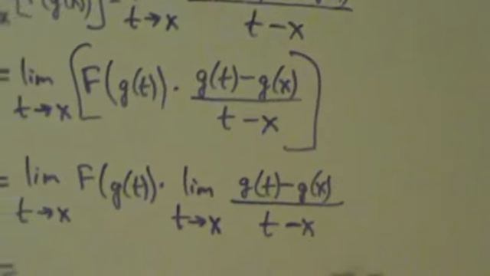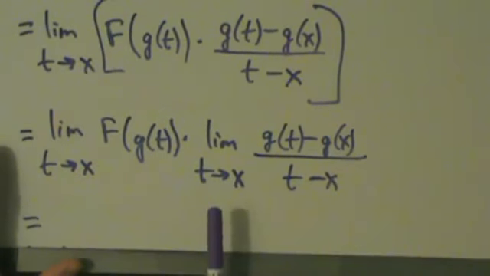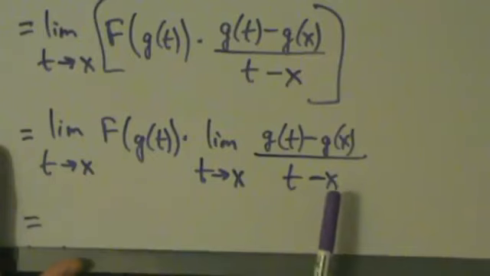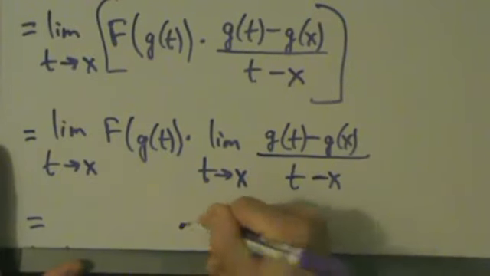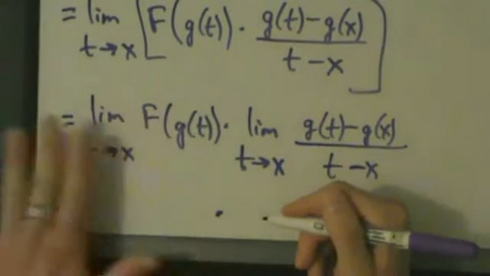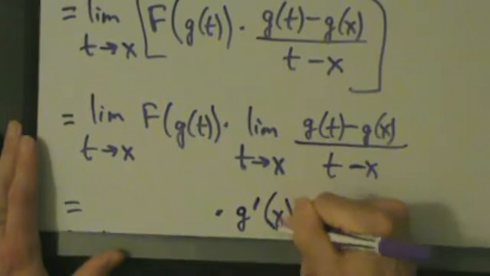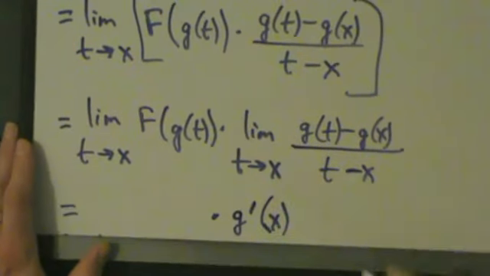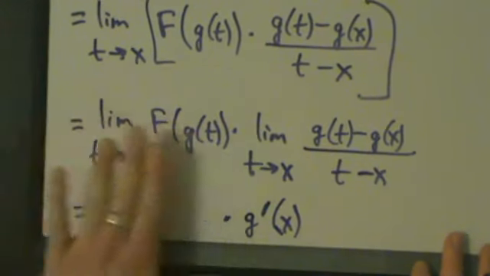Let's look at this other factor. The limit as t goes to x of g of t minus g of x over t minus x. What is that? That's just the derivative of g, that's just g prime of x. So whatever's happening over here, this is just going to be g prime of x. Okay, that's good. So now we want to know what exactly this is.